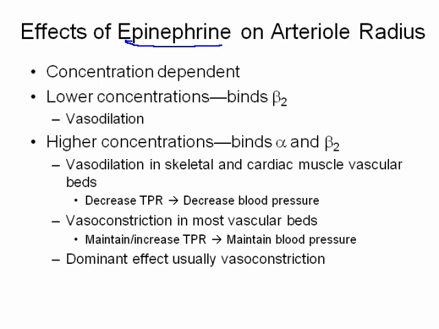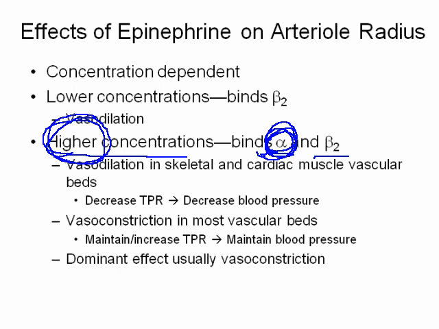So the effect of epinephrine on the radius of arterioles is dependent upon the concentration. At low concentrations, it's binding primarily to beta-2 receptors and causes vasodilation. At higher concentration, it binds to both alpha and beta-2 receptors. Remember, it has a lower affinity for alpha receptors. Therefore, it only will bind to alpha receptors when the concentration is higher.